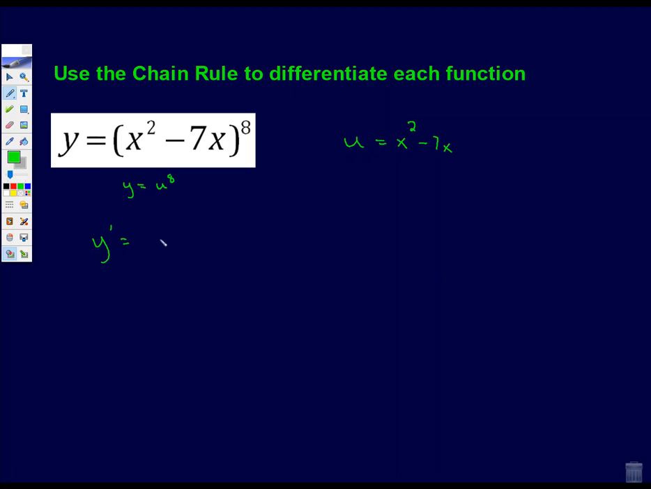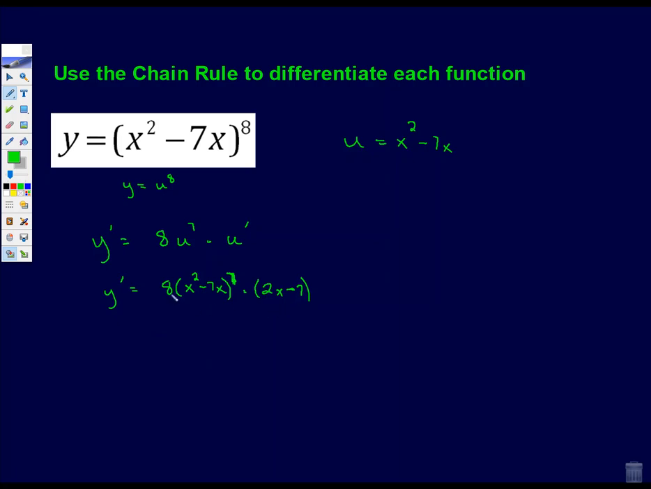And so for the general power rule, 8 u to the 7 times u prime, and then I've got to replace u and u prime. So y prime equals 8 times x squared minus 7x to the 7th, sorry, times the derivative of x squared minus 7x, 2x minus 7. This time everything is kind of in parentheses, etc.